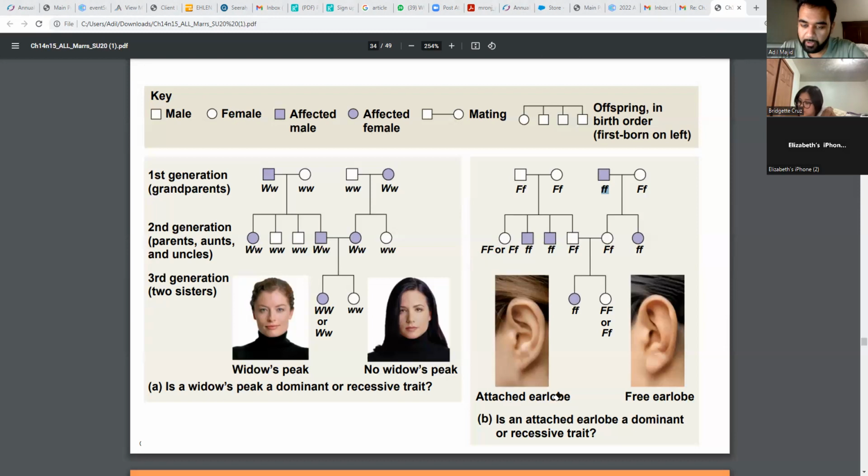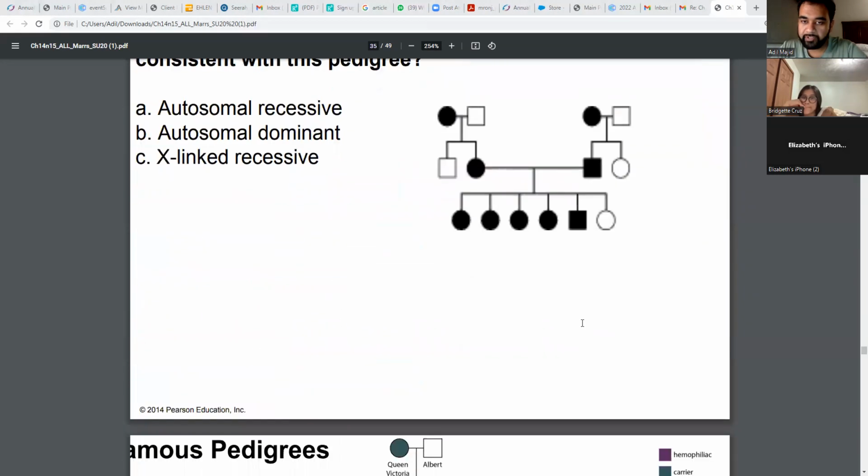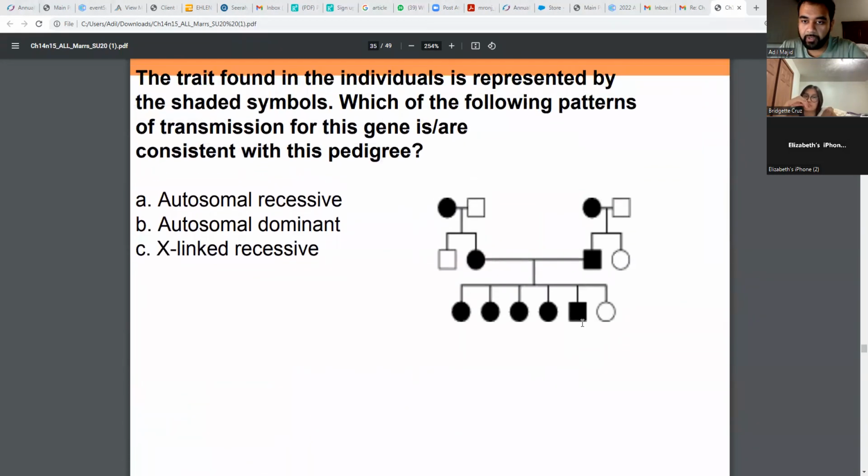The trait we're looking at is attached earlobe. We want to see when is it attached. Well, in this guy, it's attached. In this guy, it's attached. In this guy, it's attached. In this girl, it's attached. In this girl, it's attached. So we're just looking at the trait. Is it showing up or is it not showing up? And based off of who it's showing up on, we're trying to play Sherlock and figure out if it's dominant or recessive.